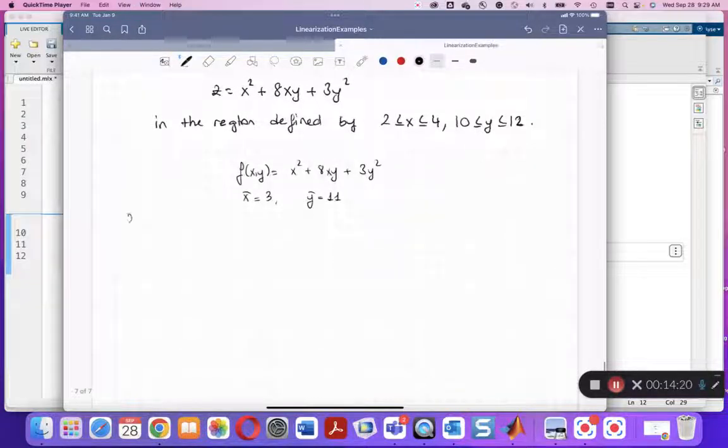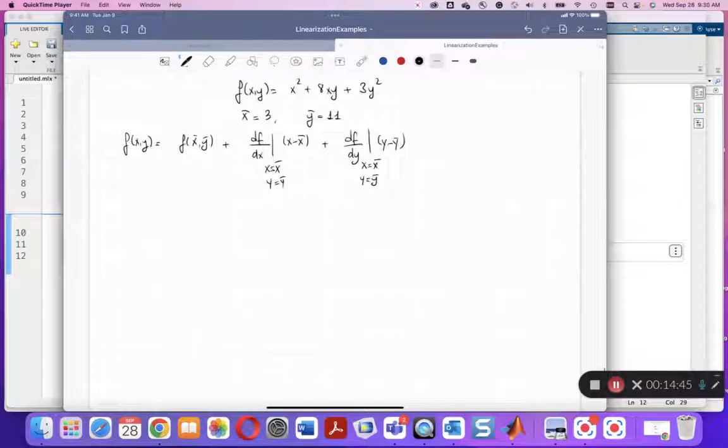Now remember, Taylor's expansion for a two-variable system will be the function's value at those two given points, plus continue with the partial derivatives, multiplying them with their differences, so plus df dy when x is equal to x bar, y is equal to y bar, multiplied by y minus y bar. Again, I really recommend you separately calculate those three terms. I have f of 3, 11. So this gives you 9 plus 8 times 3 times 11 plus 3 times y squared, which is 11 squared.